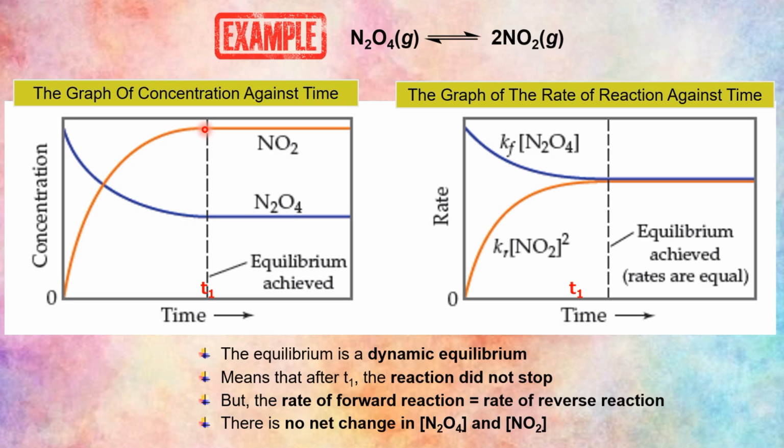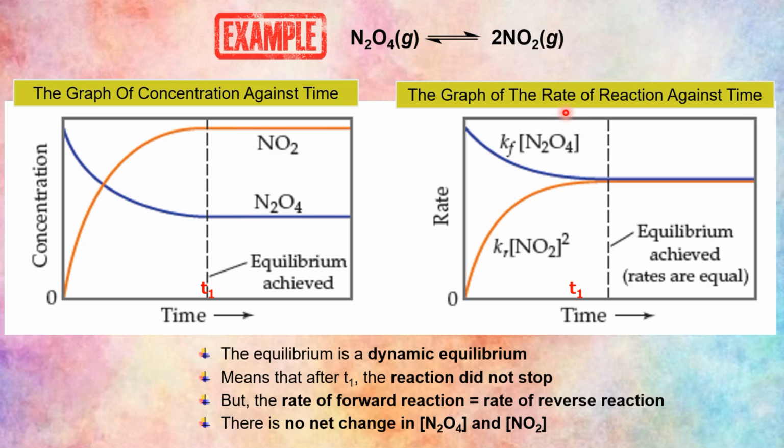Alright, so at T1 here, what happened? We can see that the concentration of NO2 does not change, it becomes constant. The same thing goes for N2O4: the concentration does not change, it becomes constant. So that means the system has already achieved a dynamic equilibrium. The reaction still occurs, it does not stop. However, the concentrations of product and reactant are constant.